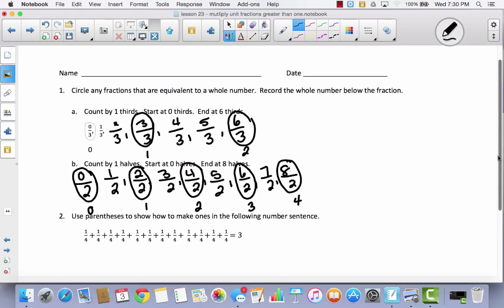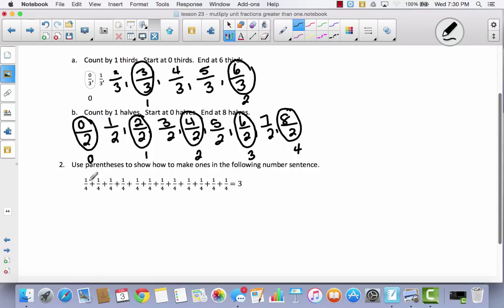All right, now let's take a look at this unit fraction here. We have all of these fourths. It says use parentheses to show how to make ones. Well, if these are fourths, how many fourths does it take to make 1? It would take 4 fourths, right? So we're going to put parentheses around 4 fourths. 1, 2, 3, 4 fourths is 1 whole. 1, 2, 3, 4. 1, 2, 3, 4. So this will be 1, 1, 1, which is equal to 3.